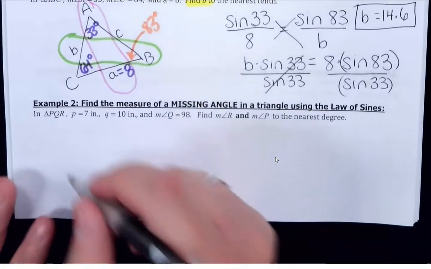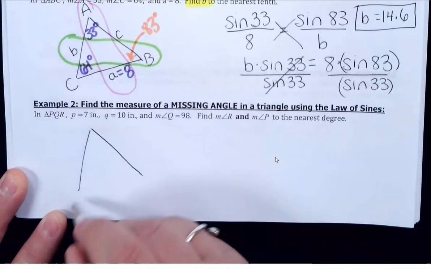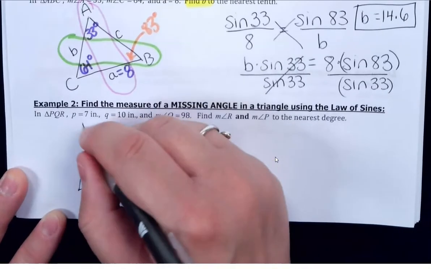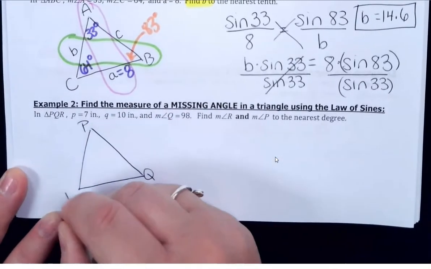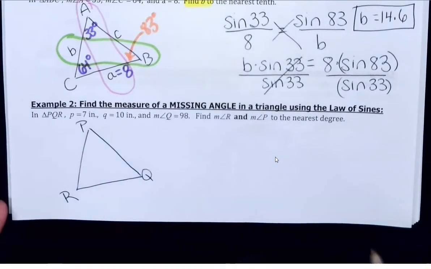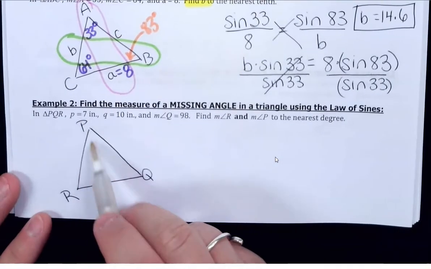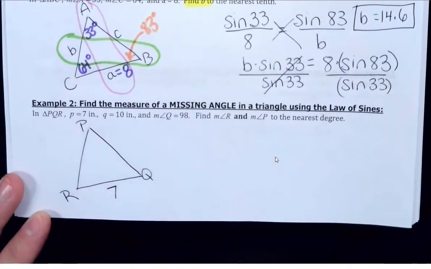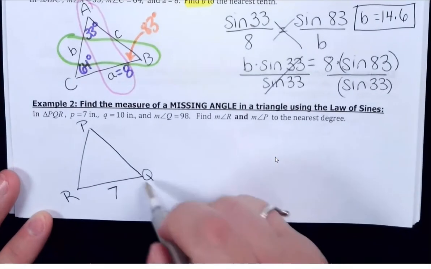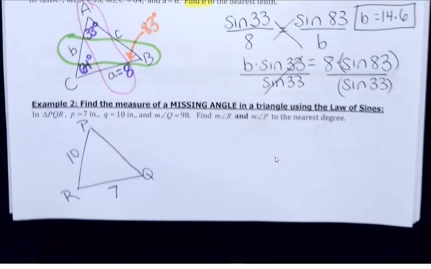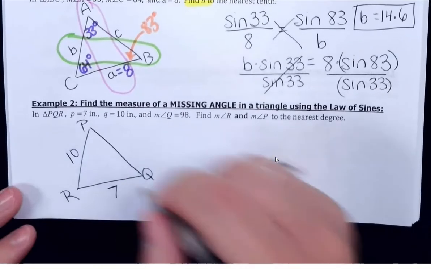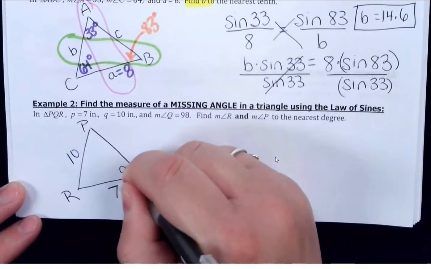Slide this guy up. Okay, so different triangle in example 2. And it says PQR. So again, this triangle is not drawn to scale, it's just a reference for us. And it says side P is 7, that would be across from angle P. Side Q is 10, that would be across from angle Q. And the measure of angle Q is 98.